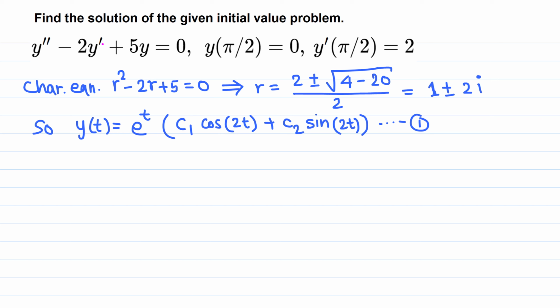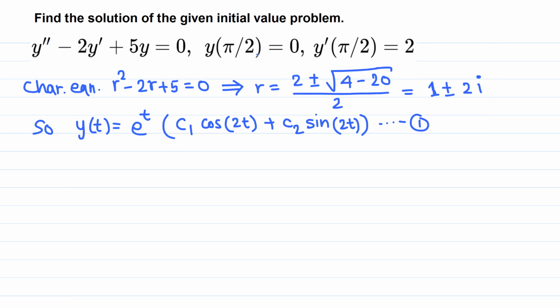Then the solution for the homogeneous equation is based on this real part, e raised to 1t, e^t, and from 2i we get cosine and sine. Now we need to apply two initial conditions. For the first we have two options. We can simply apply pi over 2 directly, or we can multiply this solution by a constant so that when we apply pi over 2 for t, this becomes 0.